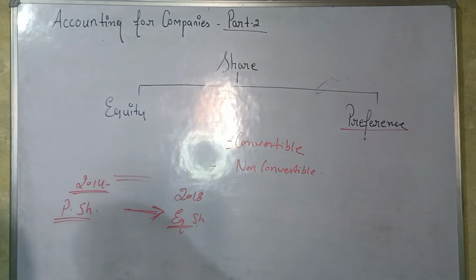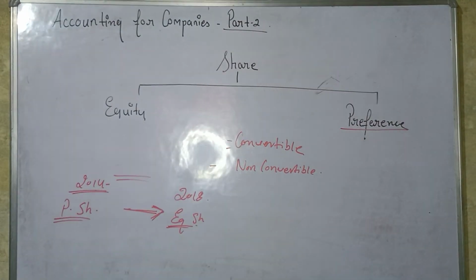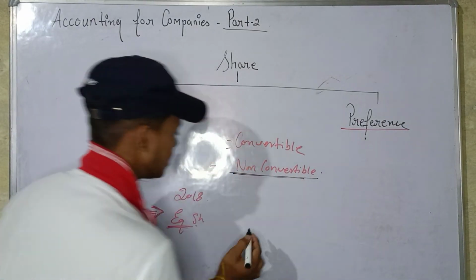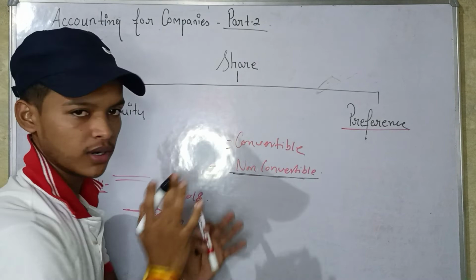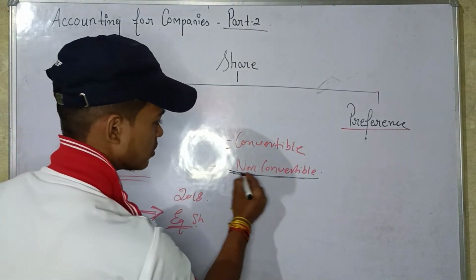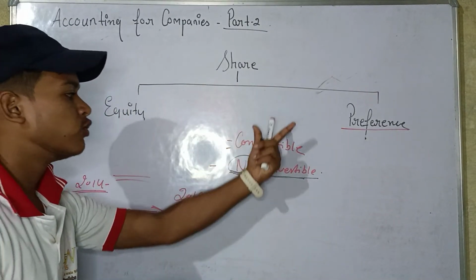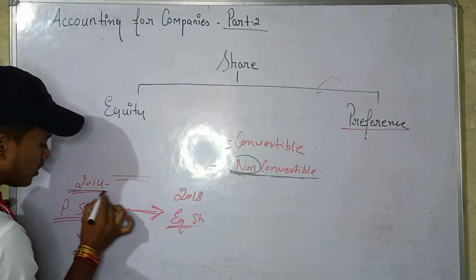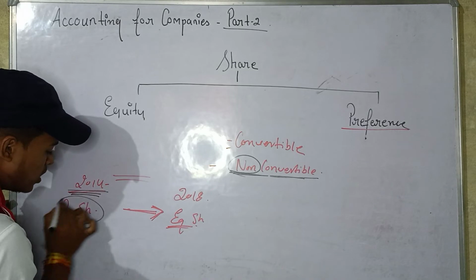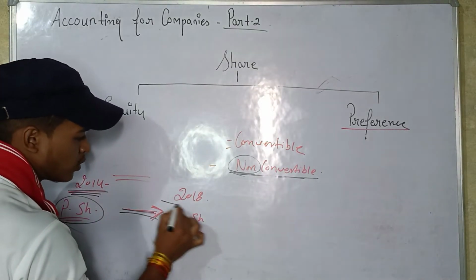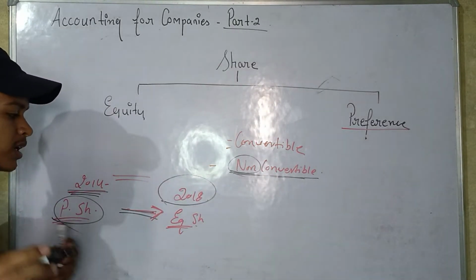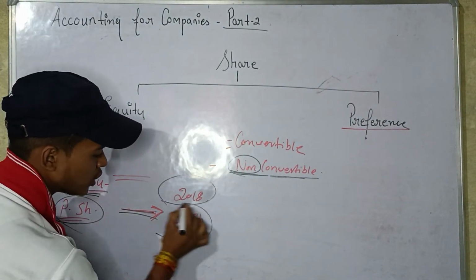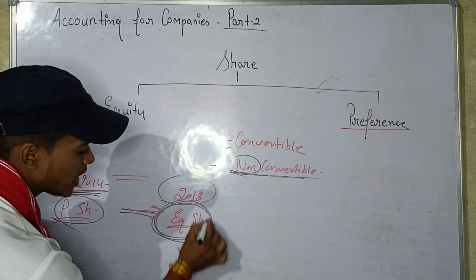In non-convertible, what will happen? In non-convertible, this is fully opposite of convertible. Means if you are a preference shareholder, but you want to become an equity shareholder in 2018, then you can't convert your shares, convert your rights.